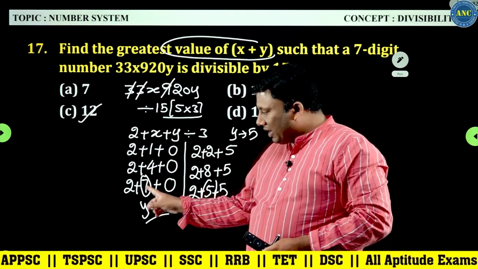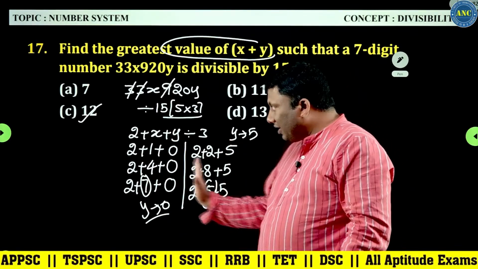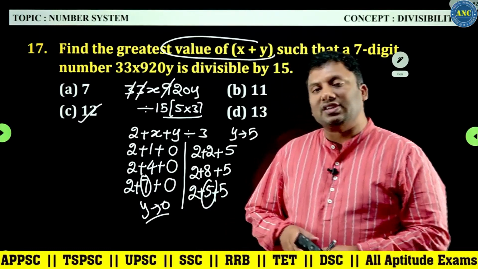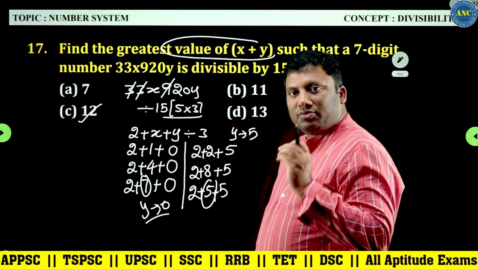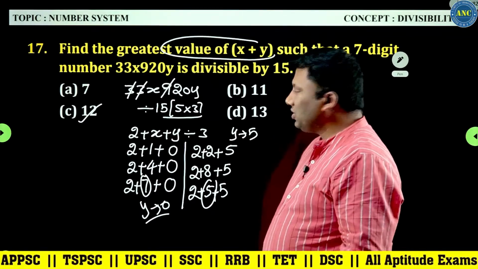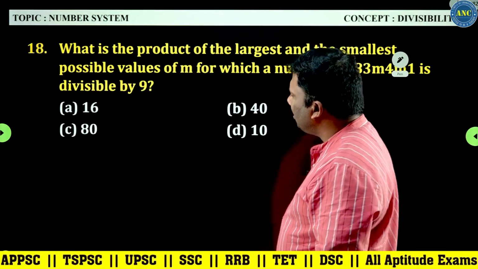Here x maximum is 7. Here y maximum is 5. 7 plus 5, what will be the answer for this question? 12. So the answer for this question is 12. I hope the idea is very much clear. Very good question. This is the way to solve the question.